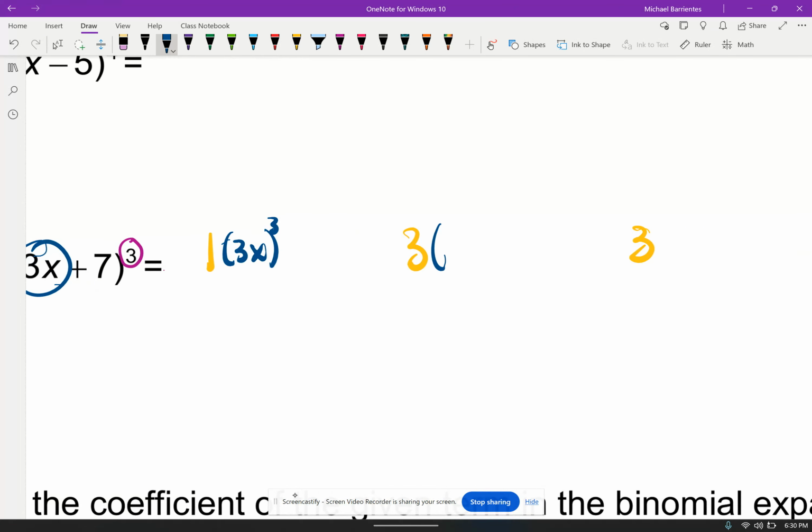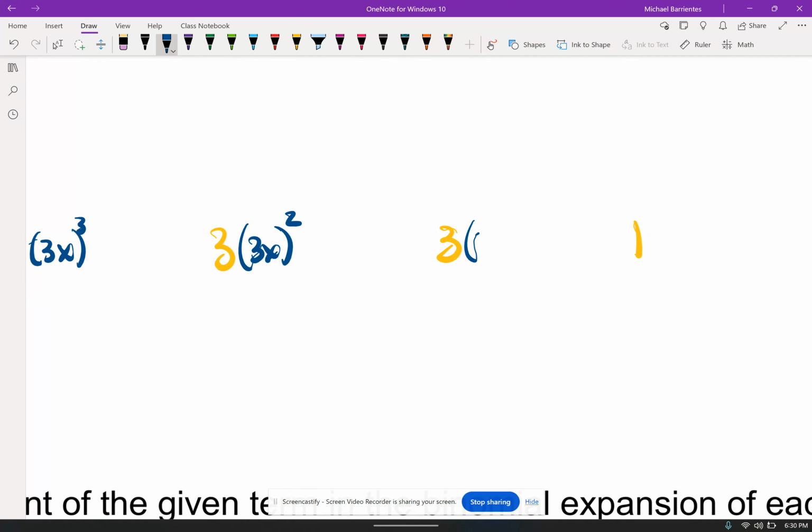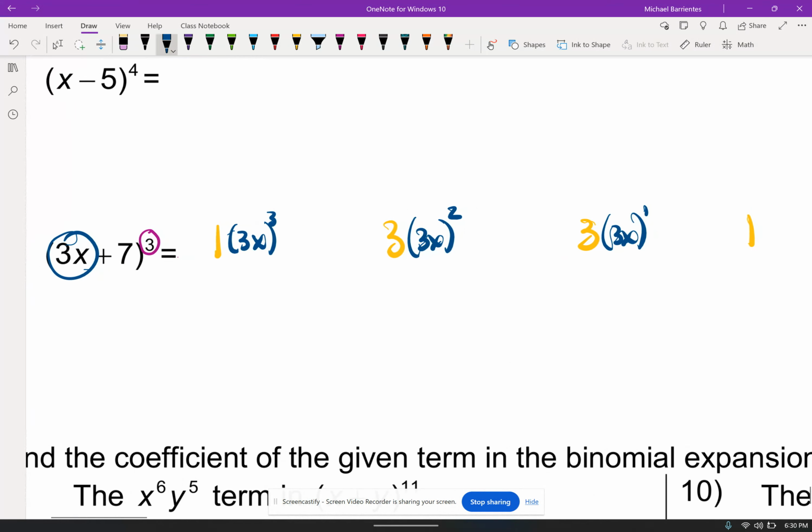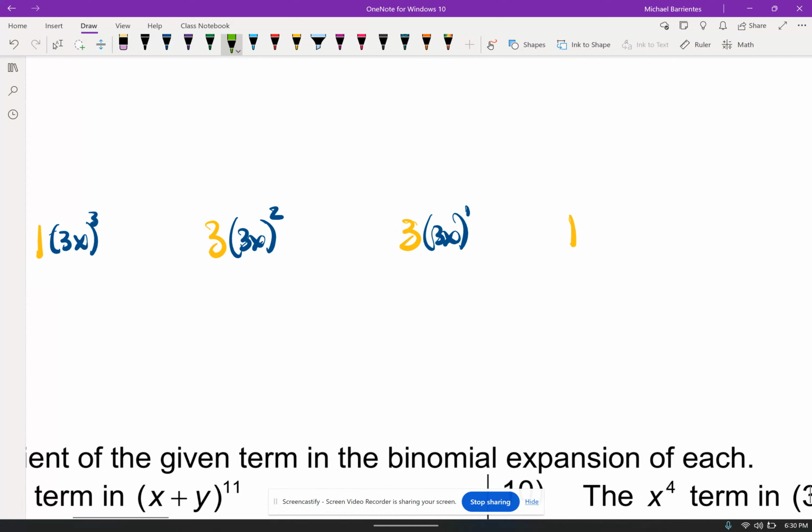The second term is going to have 3x to the second power, 3x to the first power, and then this would be 3x to the 0 power, but that means there's no 3x. Okay? So now we go back, and we're going to do the second term to that power, but we're going to start at the end.